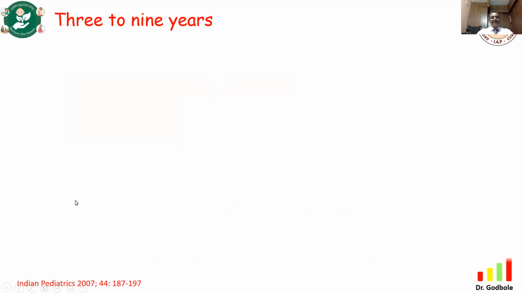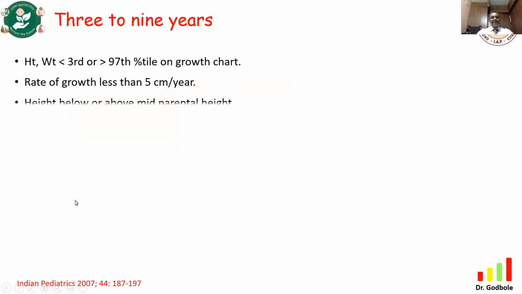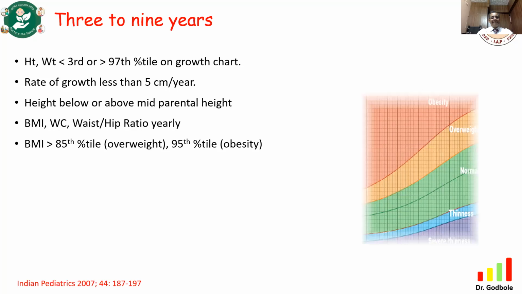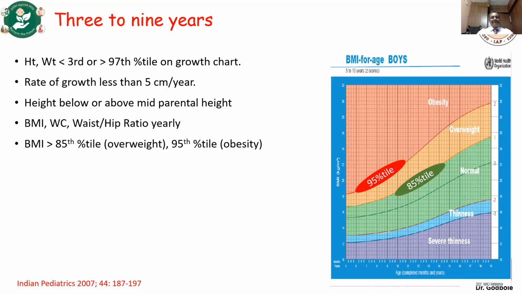Now let's go ahead with the next part of the plan. Again, as in the first 3 years: height, weight, rate of growth less than 5 centimeters per year, height below or above mid-parental height. Now comes the importance of BMI, the waist circumference, the waist hip ratio. I'm not going to waste time over here because we are having a very good and fantastic lecture from Dr. Khadilkar on that point. But BMI more than 85th percentile, BMI more than 95th percentile, and we are going to look at obesity.